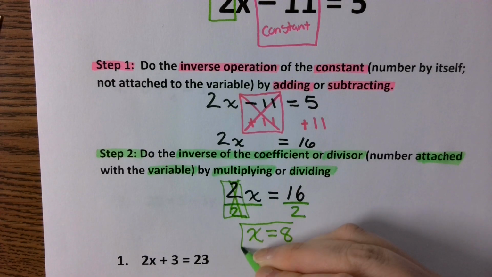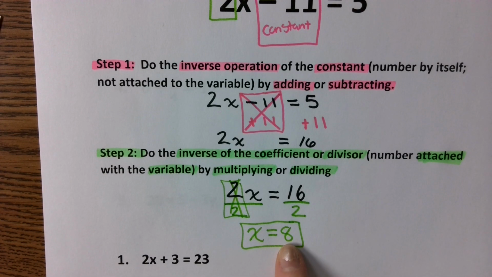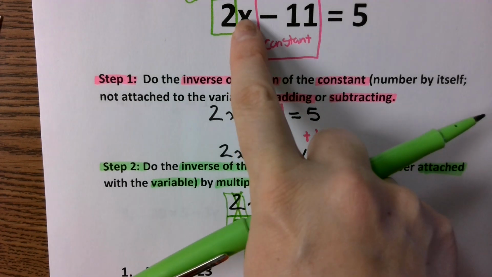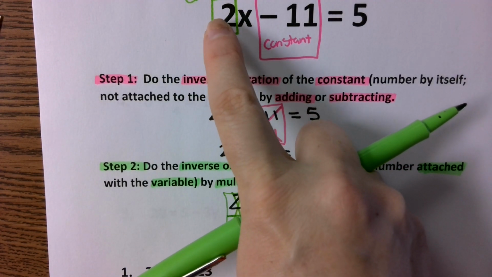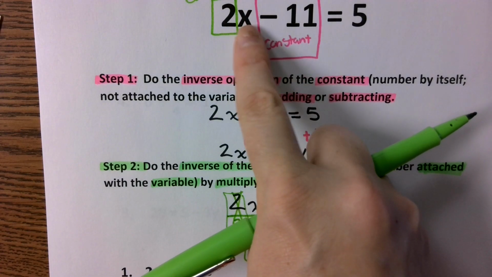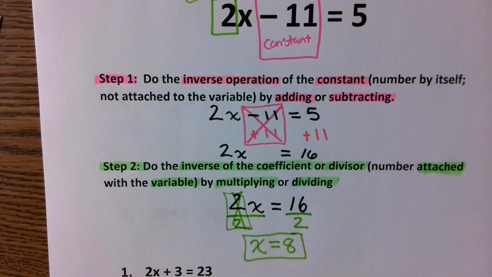And guys, a really great thing, if you're not sure whether you got it correct or not, you can take that value of 8. Remember in our last unit, we did some evaluations where we substituted our variables with a number. You could take that number and plug it back into the original. You could do 2 times 8 minus 11. And if it gives you 5 as your answer, you know you got it right. That's the wonderful thing about the equations unit.